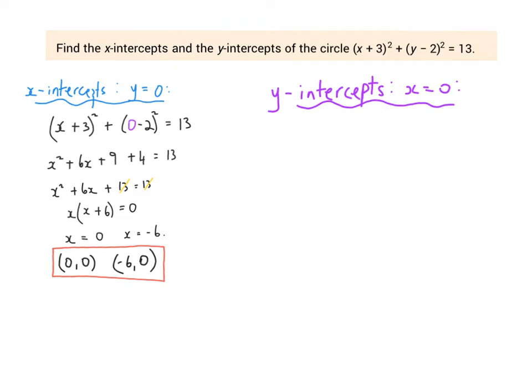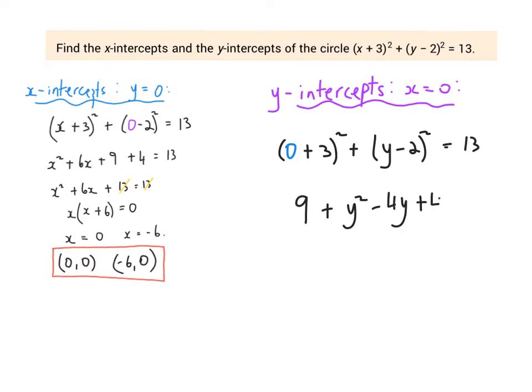Okay, and very straightforward then, it's the same process for our y-intercepts. Here instead of x, we're letting it equal to 0. So we're going to have (0 plus 3) squared plus (y minus 2) all squared equal to 13. So 3 squared gives us 9 plus y squared minus 4y plus 4 equal to 13. So that's going to give us y squared minus 4y plus 13 equal to 13.